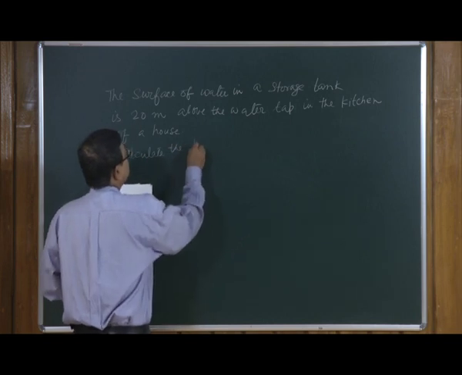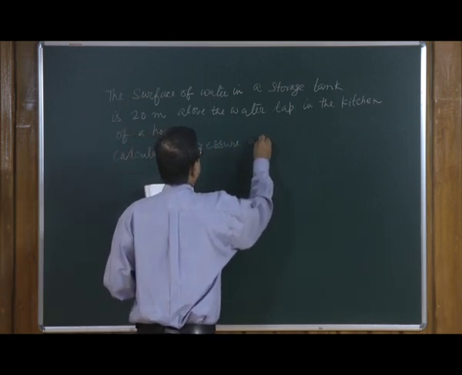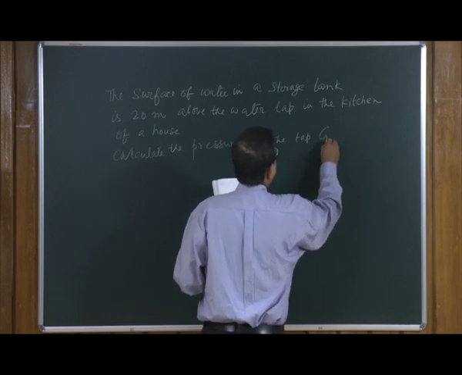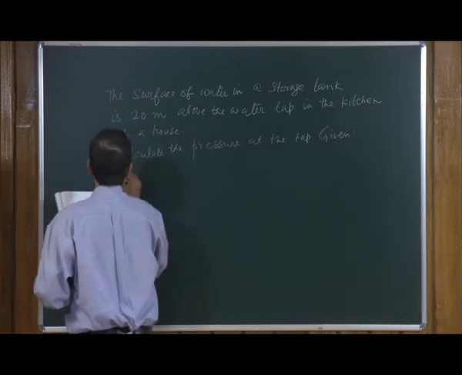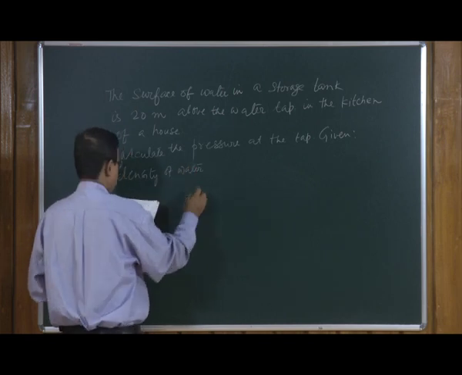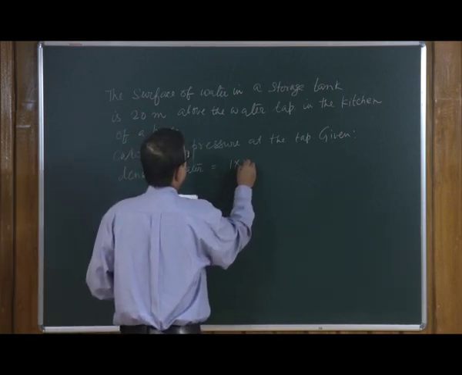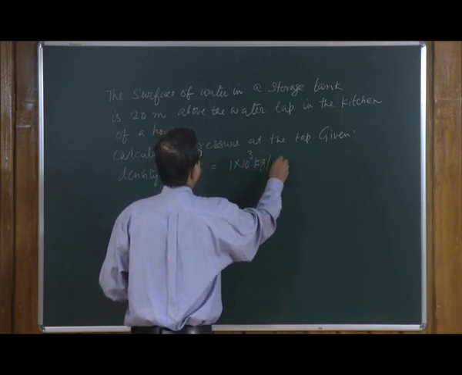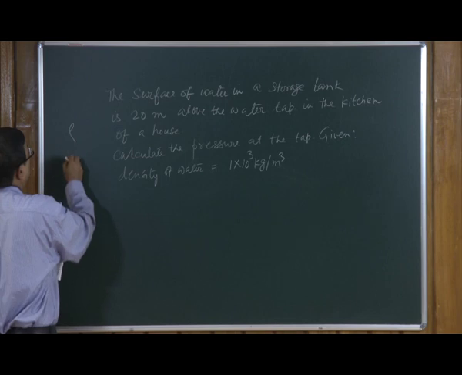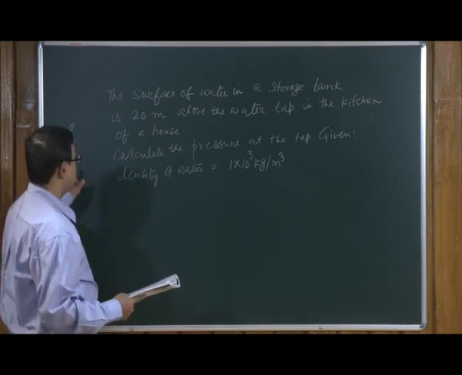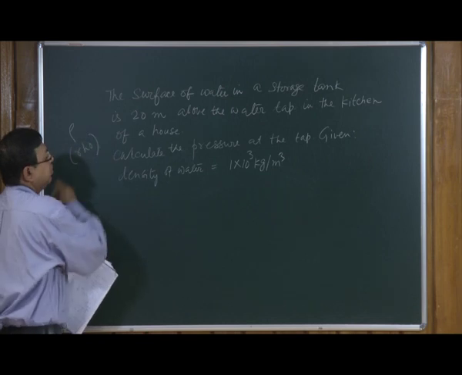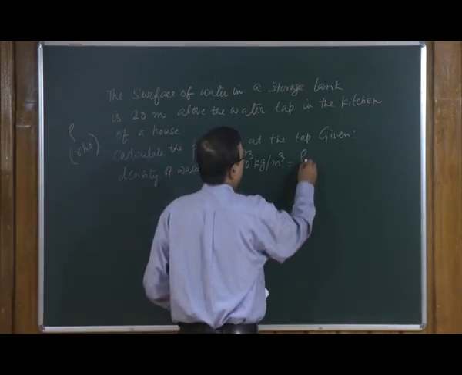the pressure at the tap, and of course, given that density of water is equal to 1 × 10³ kg/m³. This density is denoted by a quantity called rho, which almost looks like P, but please do not confuse this with P. It is called rho, RHO. So, this is equal to rho of water.